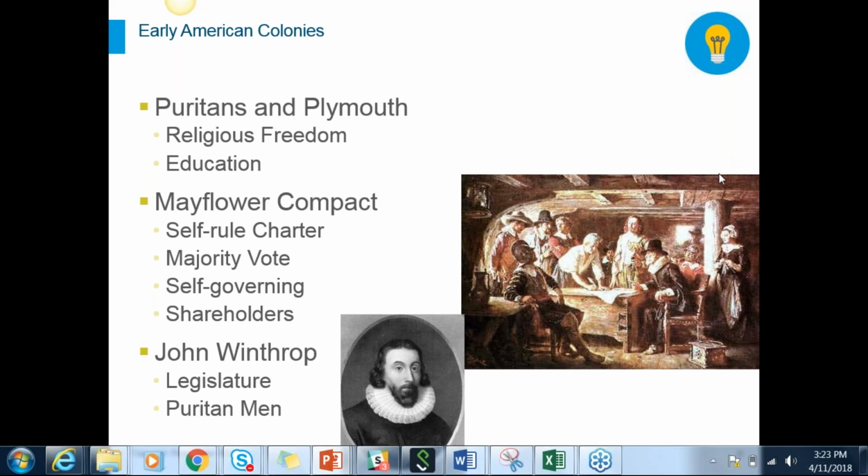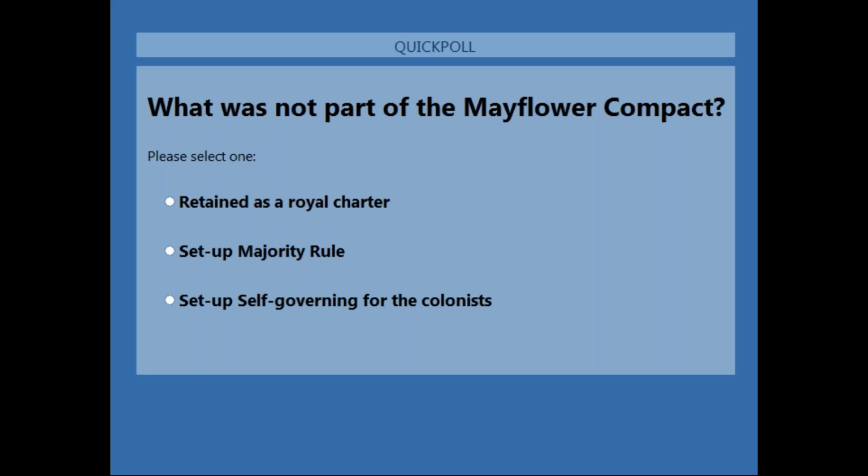And this leads us to our final poll question. What was not part of the new Mayflower Compact? That it retained itself as a royal charter, that it set majority rule, or that it allowed for self-governing by the colonists?